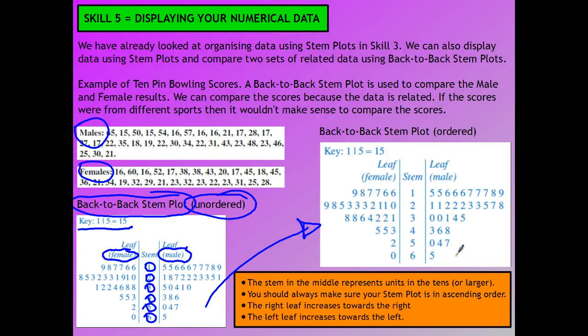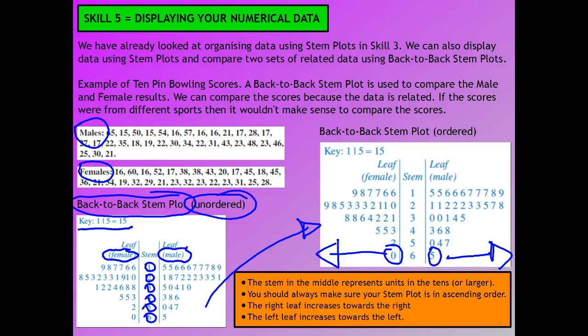You'll notice that the males on the right get bigger as they go to the right hand side. The females on the left get bigger as they go to the left hand side. So the values increase as you go away from the stem. 21 through to 28, 30 to 35, 43 to 48, 50 to 57, and then the biggest score is 65. The females start at 16, go to 19, 20 to 29, 31 to 38, 43 to 45. There's a score of 52 and a score of 60.